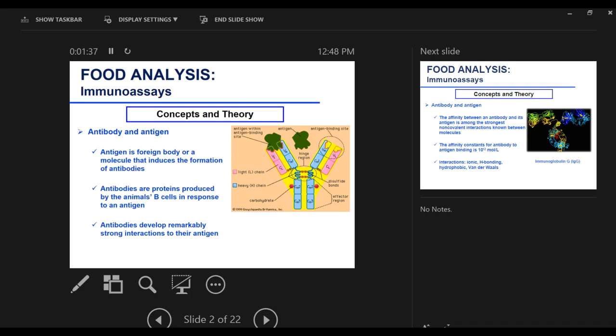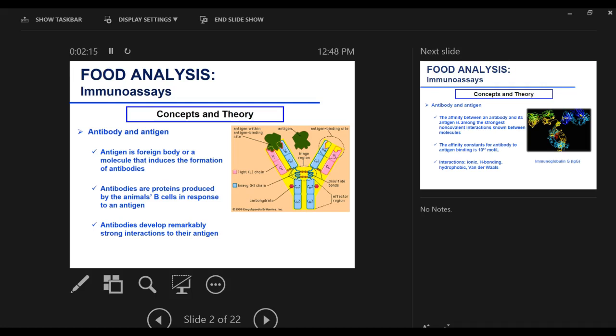So immunoassays rely on antibody binding to the antigen. Antigen is a foreign object or body that is introduced and induces the production of antibodies and then potentially immunoreactivity, depending on if that's going to be an allergic component or not. But for us, we don't care about that. We care about using antibody that would detect the presence of an antigen.